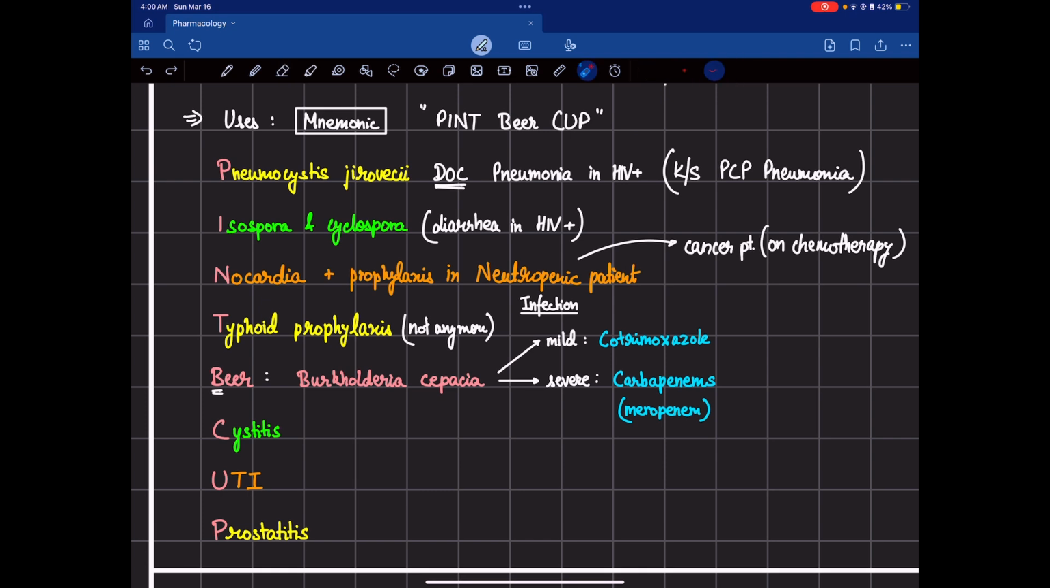Then we are at B. So B for Burkholderia cepacia infection. In mild cases, we use cotrimoxazole, but in severe cases, we need to get the big guns, that is your carbapenems. And the drug in carbapenems we use is meropenem. After B, we go to CUP, that is C for cystitis, U for urinary tract infections, and P for prostatitis.